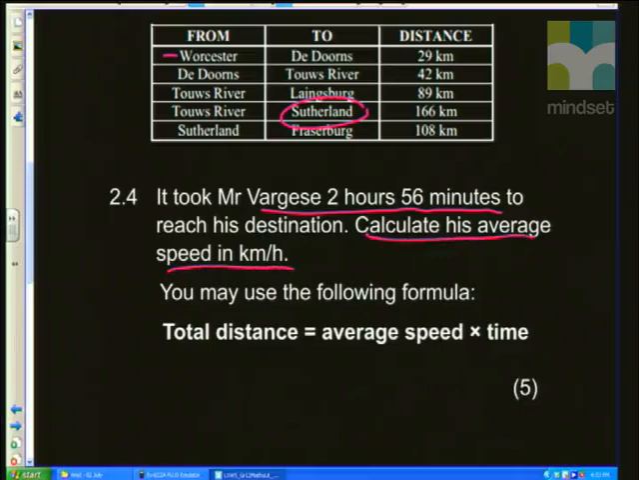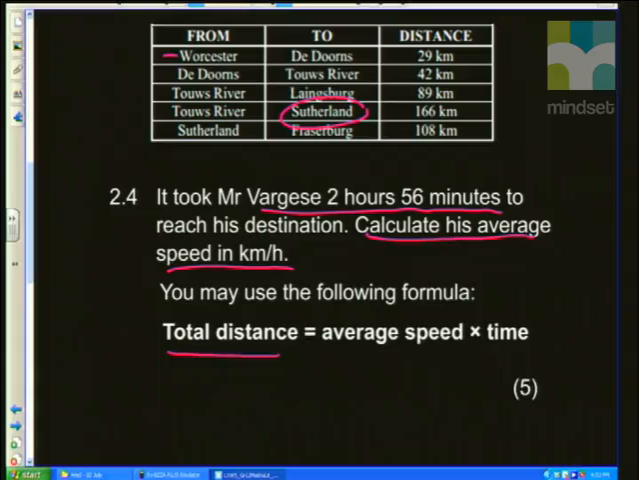Now, in map work questions, I can almost guarantee you, you're going to be asked to calculate either distance, or time, or speed. They've given us the formula that total distance is equal to average speed times time. We're going to need to rearrange this formula, but first, let's get the missing pieces of information. We've got the time. We're asked to find average speed, but we don't know the distance. So how are we going to get the distance?